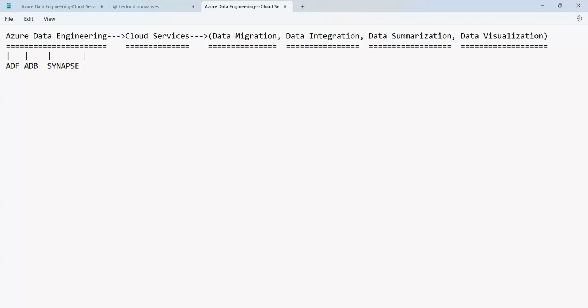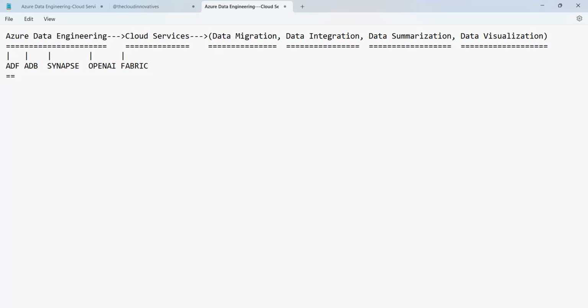And then we have Azure Data Engineering: ADF, ADB, Synapse. Then we have OpenAI, and then we have Azure Fabric. So, guys, these are all the various services, and apart from this, we have many more services. These are some of the services in the Azure Data Engineering which we are going to see as a part of our course.